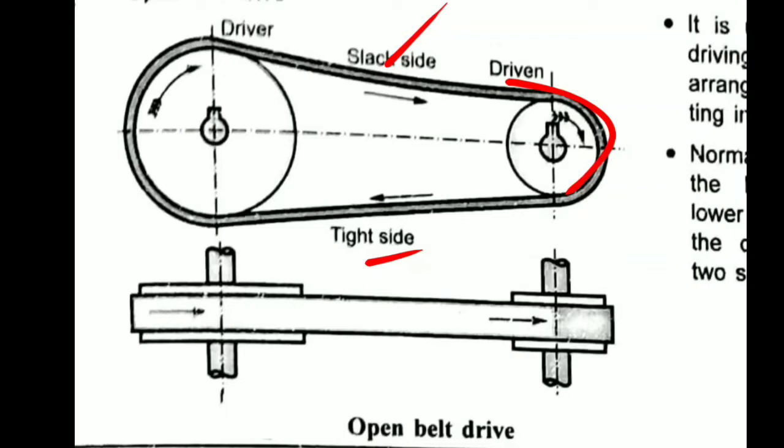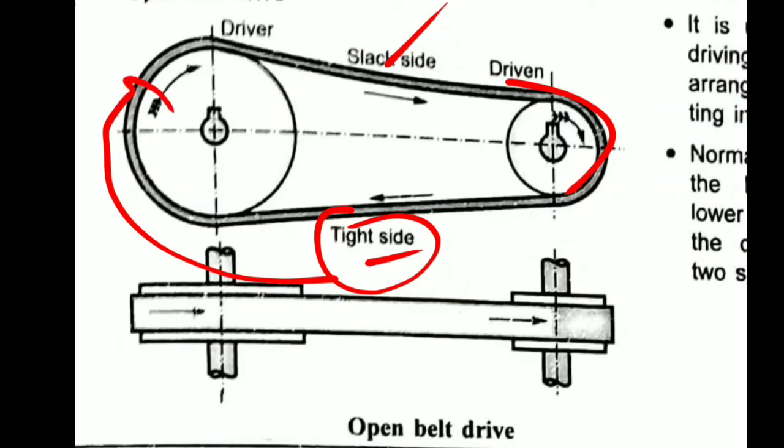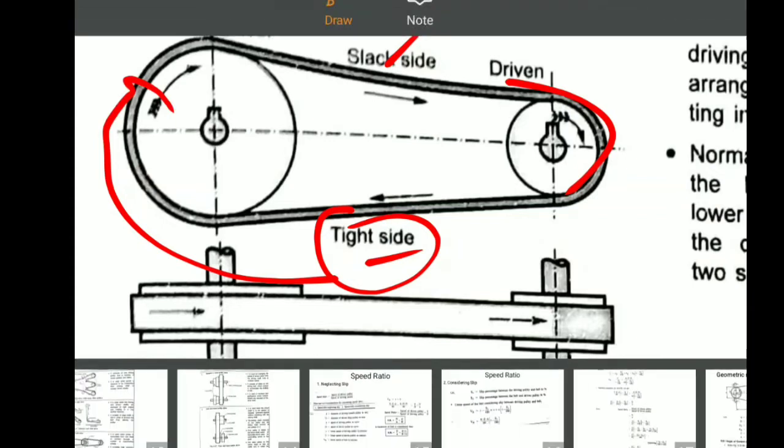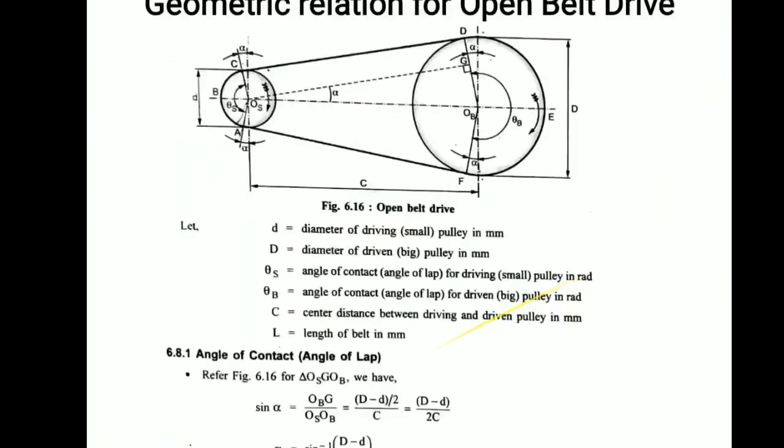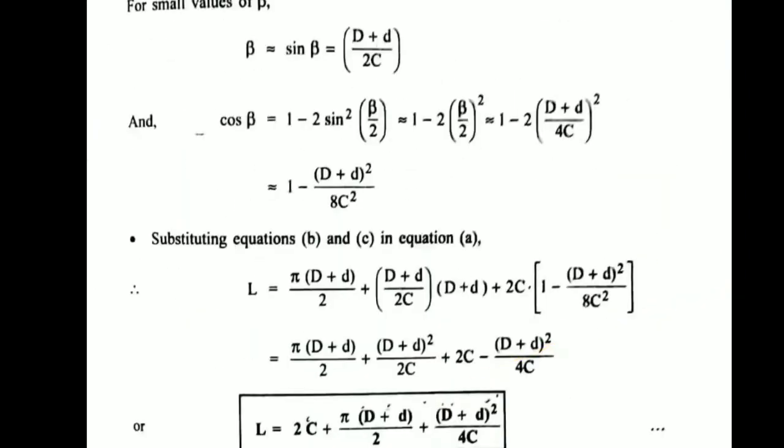Clear? When the belt passes from the slack to the tight side, there will be some extension in part of the belt, and again when it passes from tight to slack side, there will be contraction. So this change will be there, and because of that, the belt and the surface of the pulley have relative motion. That relative motion we can say is creep. Understood? That's why I have shown the diagram. Now this will be the creep.